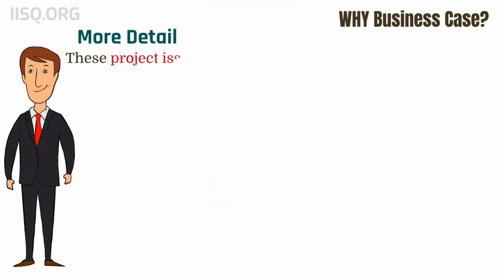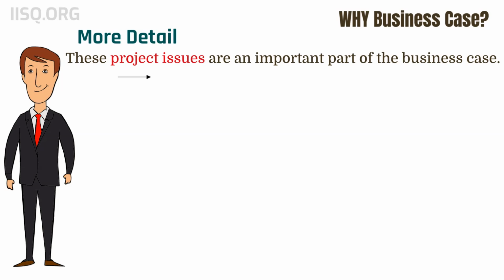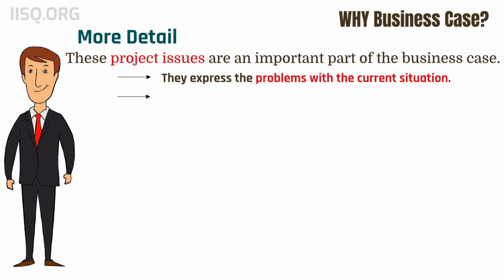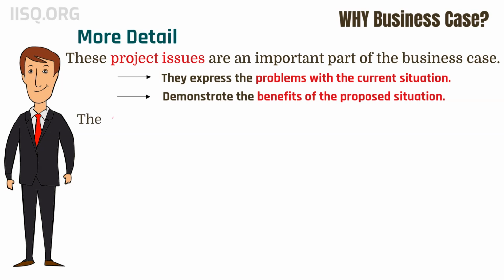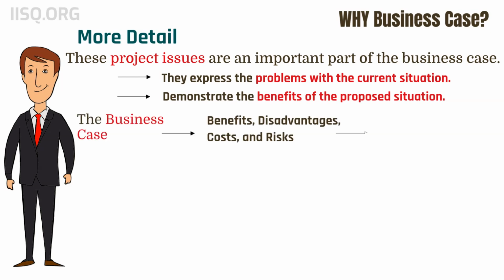These project issues are an important part of the business case. They express the problems with the current situation and demonstrate the benefits of the proposed situation if the Lean Six Sigma projects are successfully completed and the solutions are implemented. The business case brings together the benefits, disadvantages, costs, and risks of the current situation and the future vision, so that executive management can decide if the project should go ahead.